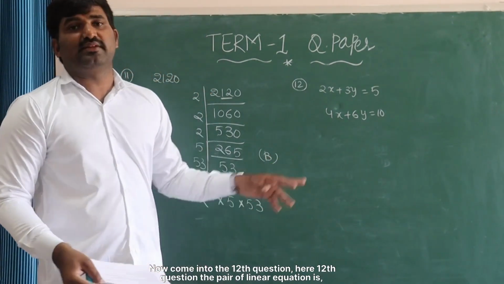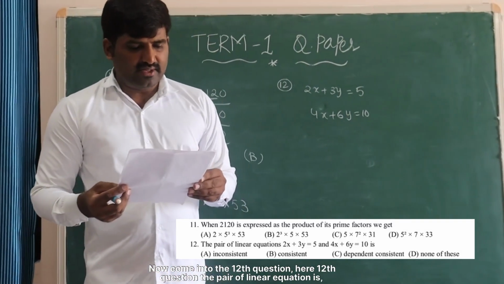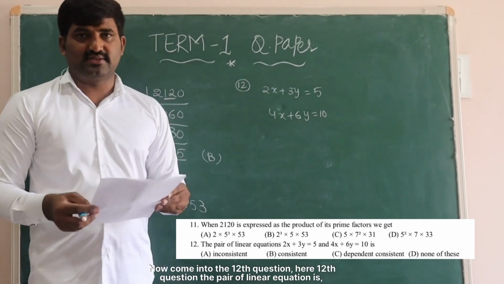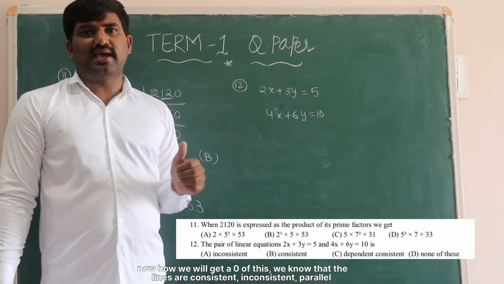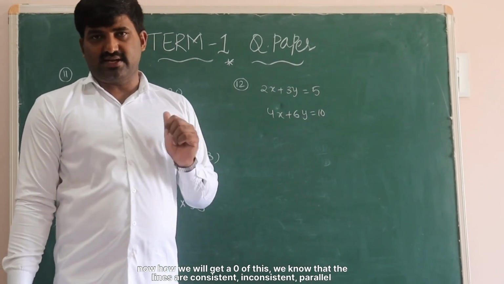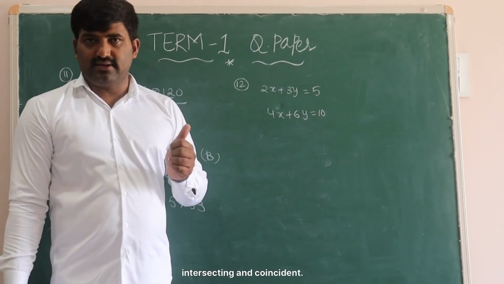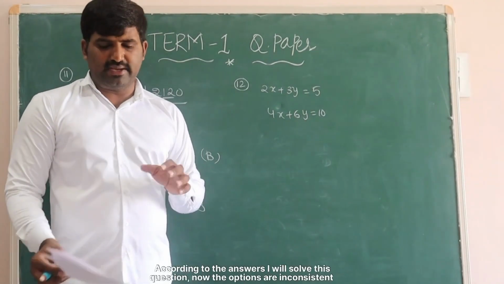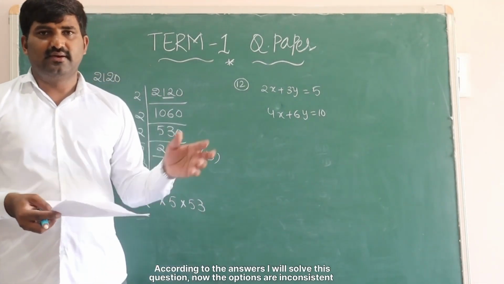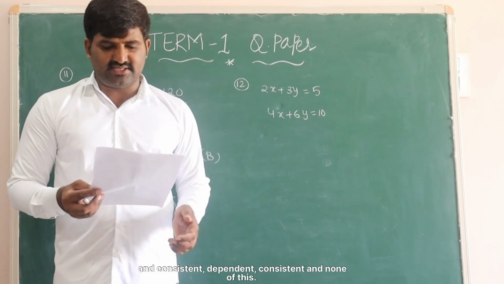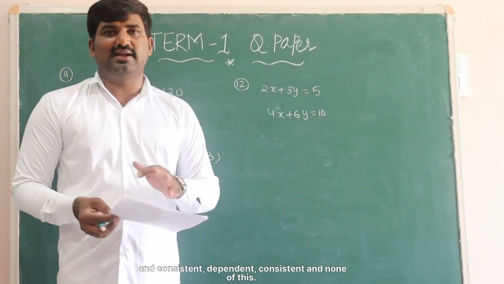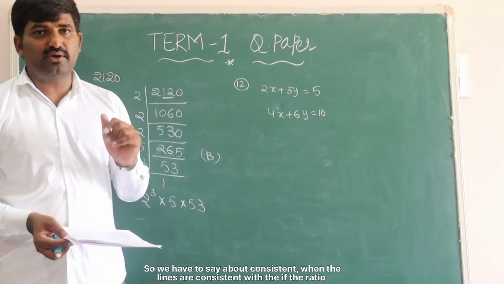Now coming to the 12th question. Here, the pair of linear equations is given. Now how will we get the nature of these lines? We know that the lines can be consistent, inconsistent, parallel, intersecting and coincident. According to the answers, I will solve this question. Now the options are inconsistent and consistent, dependent, consistent, and none of these. So we have to say about consistency.